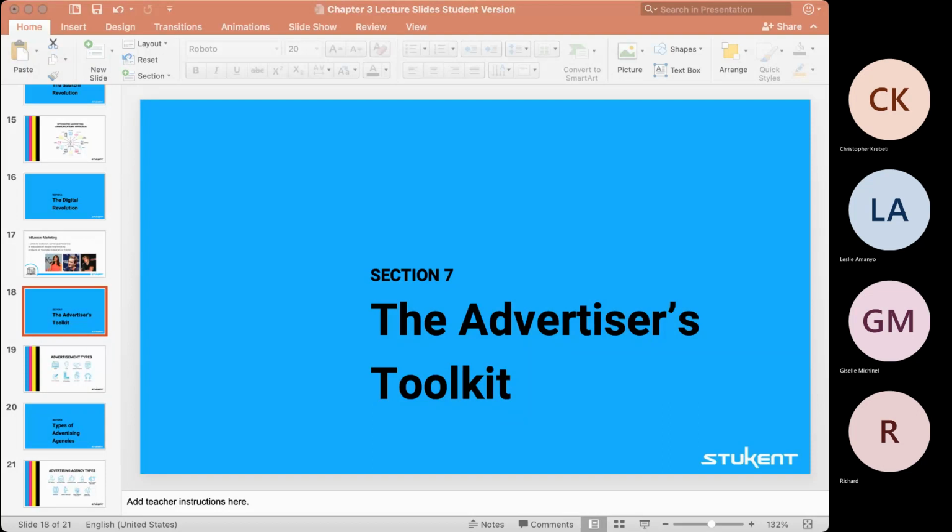Now we want to look at this item. We want to look at the advertiser's toolbox or toolkit. We want to look at the types of advertising or forms, etc. We want to look at all of those things. So when we talk about the advertiser's toolkit, we are talking about the media vehicles that are available to advertisers to disseminate their information.